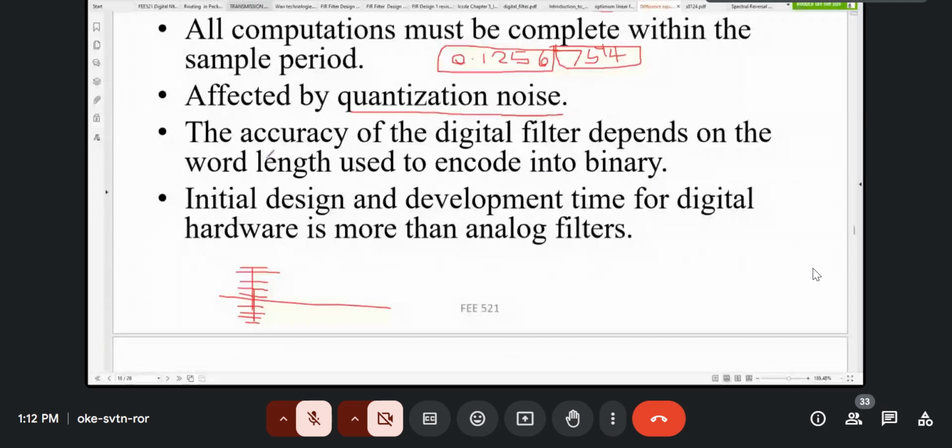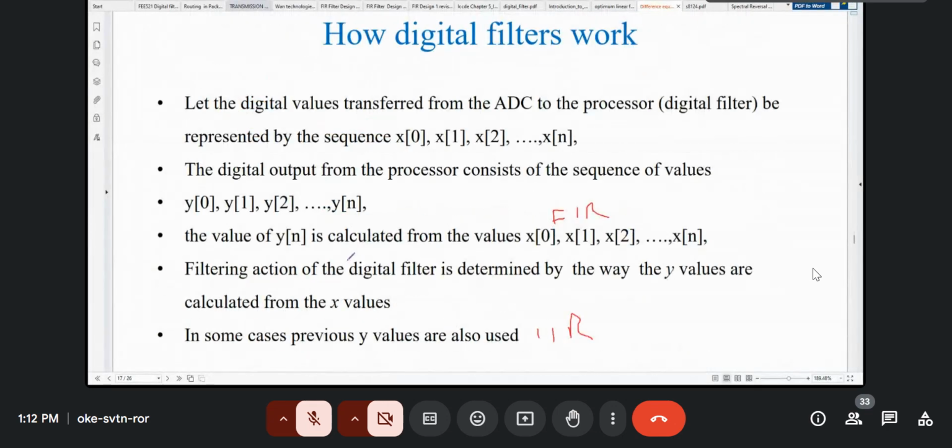So the accuracy of the digital filter depends on the word length used to encode into binary. I think it's related to that. Initial design and development time for digital hardware is more than analog. Yeah, there's a lot of calculations to be done. So the initial design is quite some work compared to analog filters. So I hope so far so good. Any questions? It looks like there are no questions.